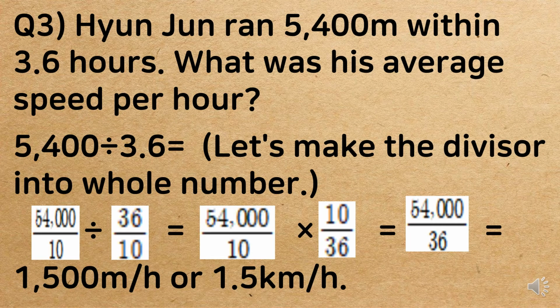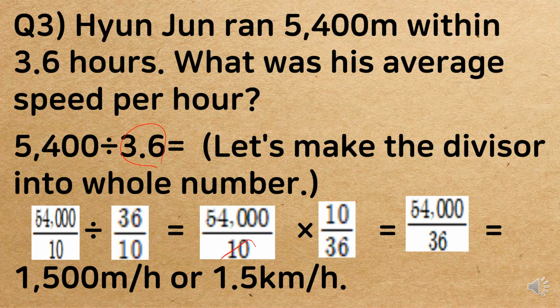Question 3. Hyunjin ran 5,400 meters within 3.6 hours. What was his average speed per hour? 5,400 divided by 3.6. Let's make the divisor into a whole number. This divisor is in the tenths place. So, 54,000 over 10 divided by 36 over 10 equals 54,000 over 10 times 10 over 36.